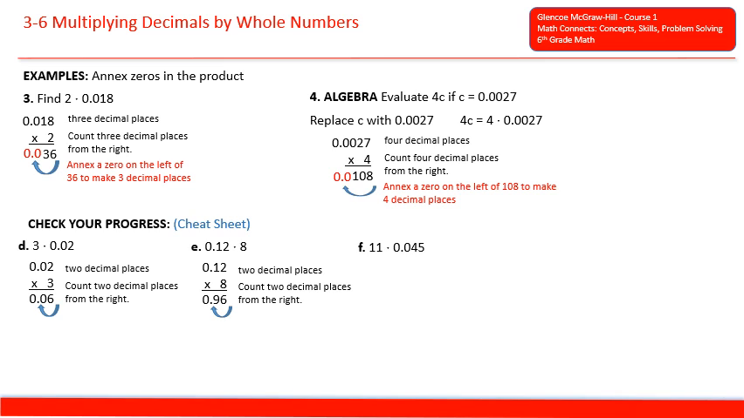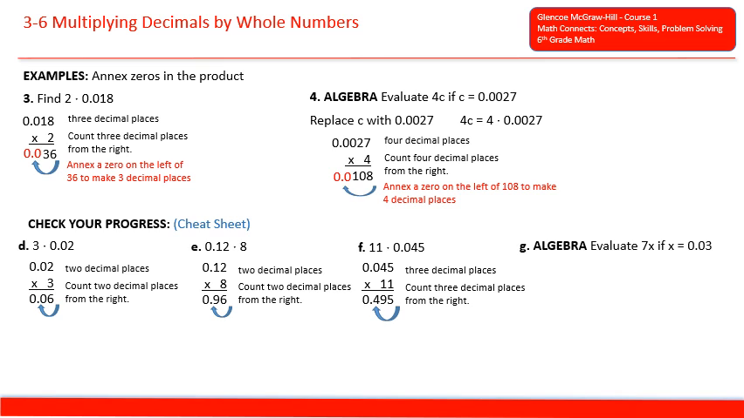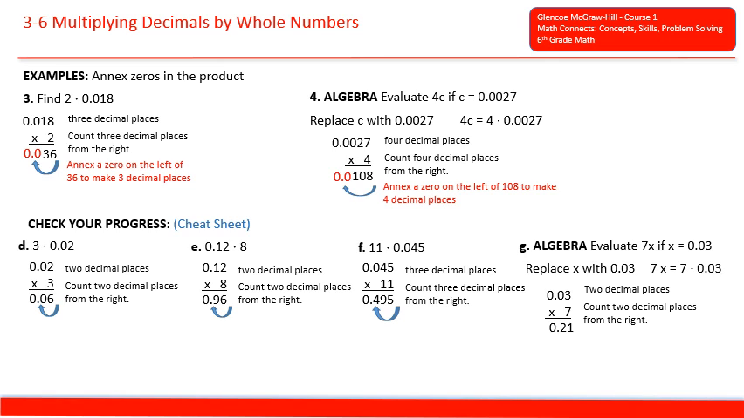And 11 times 0.045, we're going to get 495. There's 3 decimal places in the problem, so we need to have 3 in the answer, which we have. So we just slide that decimal point over 3 places and we get 0.495. And algebra, evaluate 7x if x equals 0.03. So we're going to replace the x. We get 7x equals 7 times 0.03. And 7 times 3 is 21. There's 2 decimal places in the problem, so there's 2 in the answer.